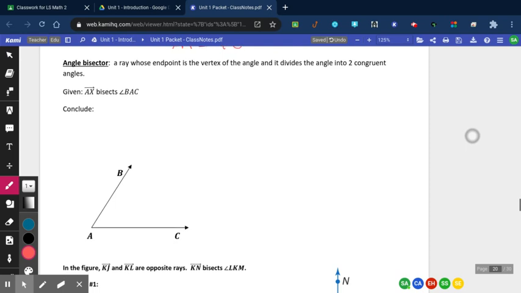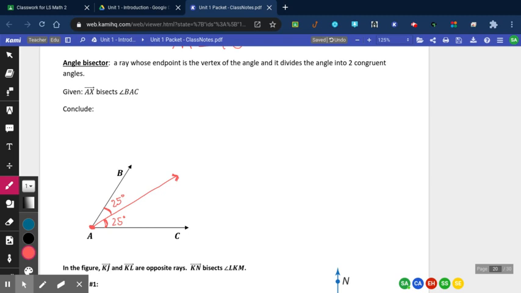And then an angle bisector. It's a ray whose endpoint is the vertex of the angle. There's a diagram below. I'm going to have a ray whose endpoint is the vertex of the angle, and it divides the angle into two congruent angles. If I drew a ray out of that vertex, the part on the bottom maybe is 25 degrees, which has to be equal to the top 25 degrees. It splits my angle in half.